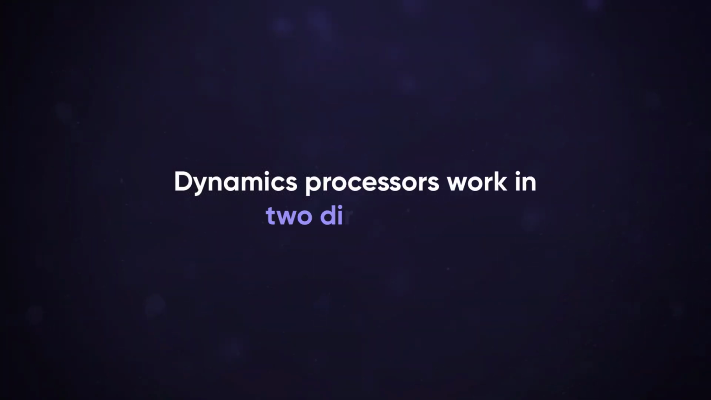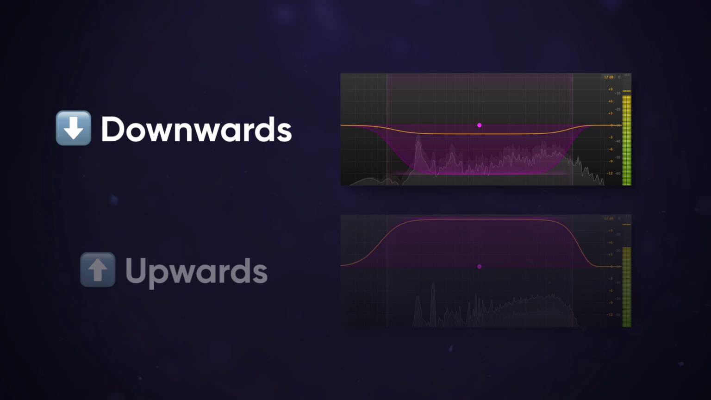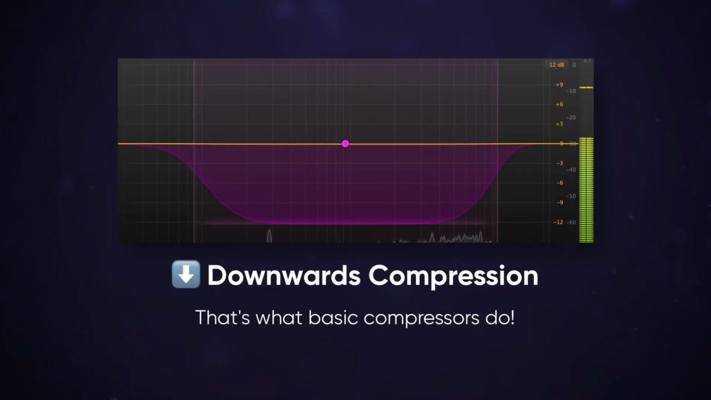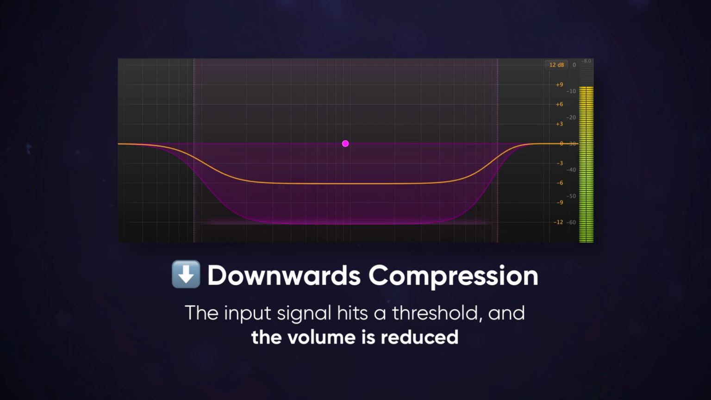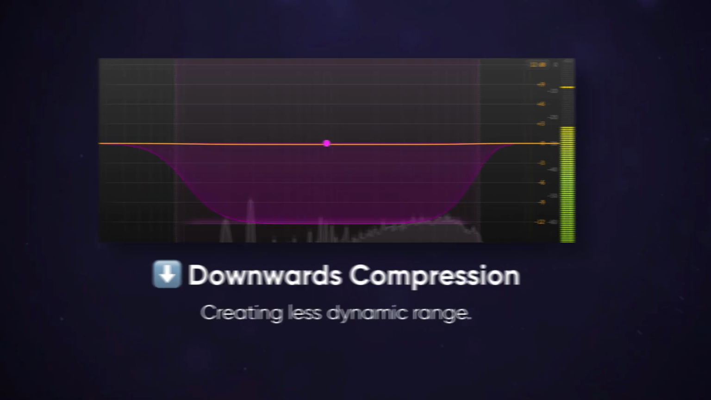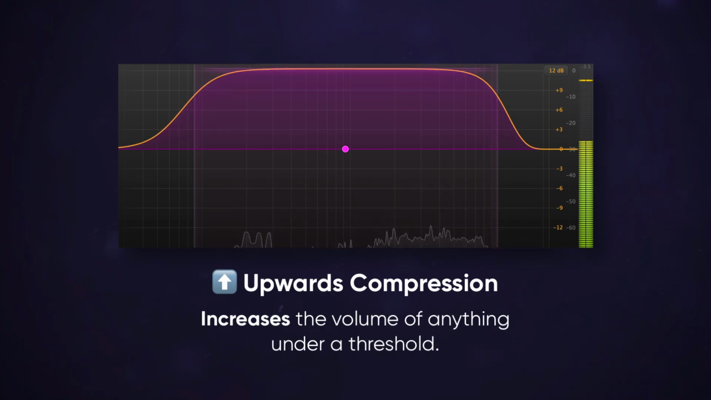Dynamics processors work in two directions, downward and upward. Downward compression is the easiest to understand since that's what basic compressors do. The input signal hits a threshold and the volume is reduced, creating less dynamic range. Upwards compression works by increasing the volume of anything under a threshold.